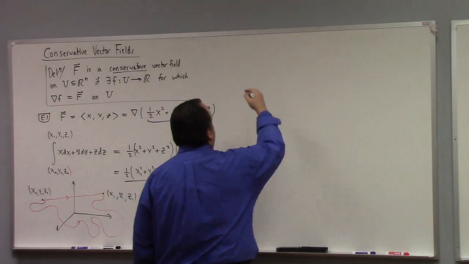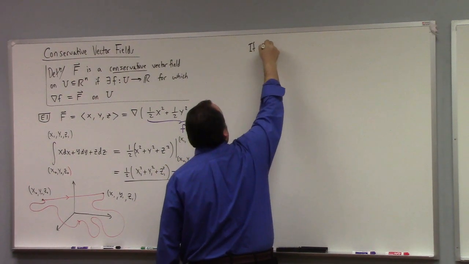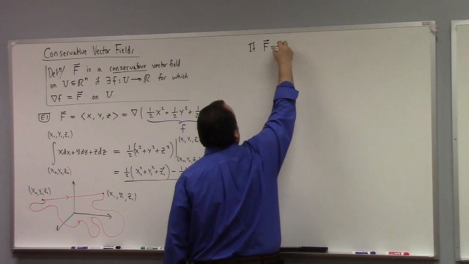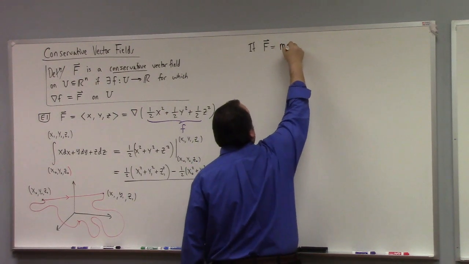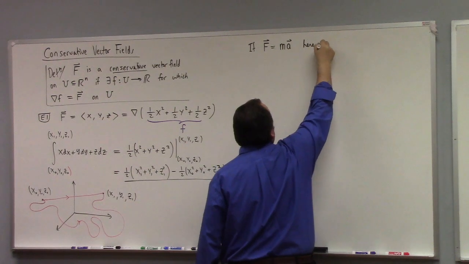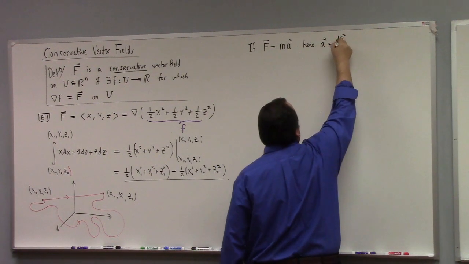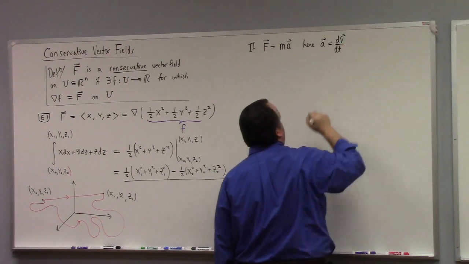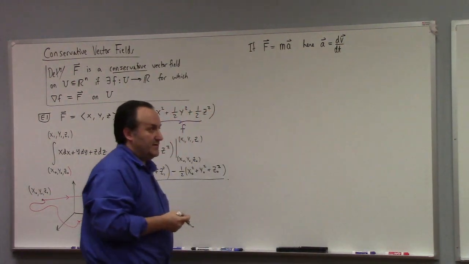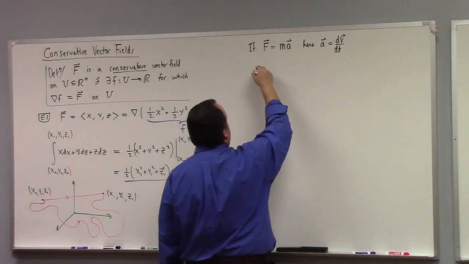But let's see here. If you've got the force, and it's equal to the mass times the acceleration, and acceleration is equal to the change in the velocity with respect to time t, dv/dt, this is the velocity, the acceleration. Well, then we can calculate the work done in this situation. What's the net work done?